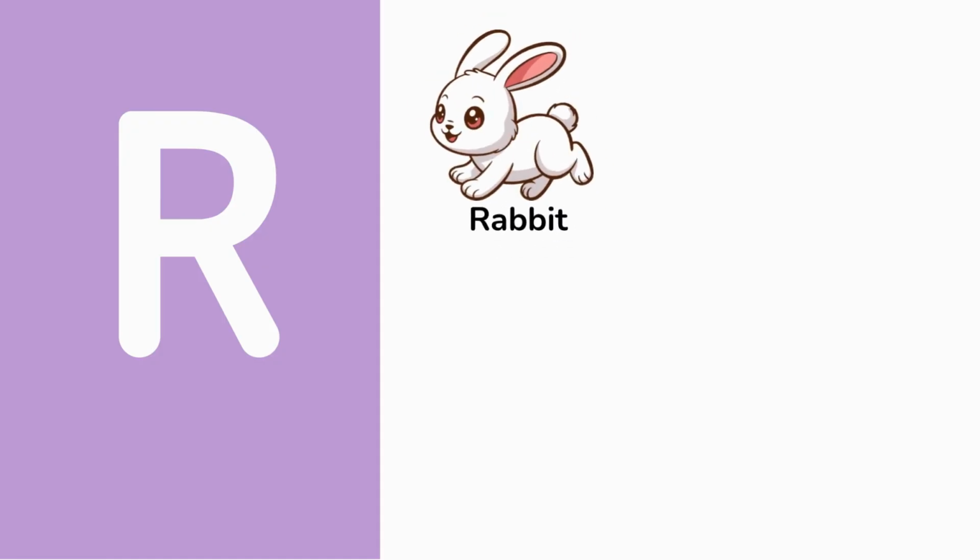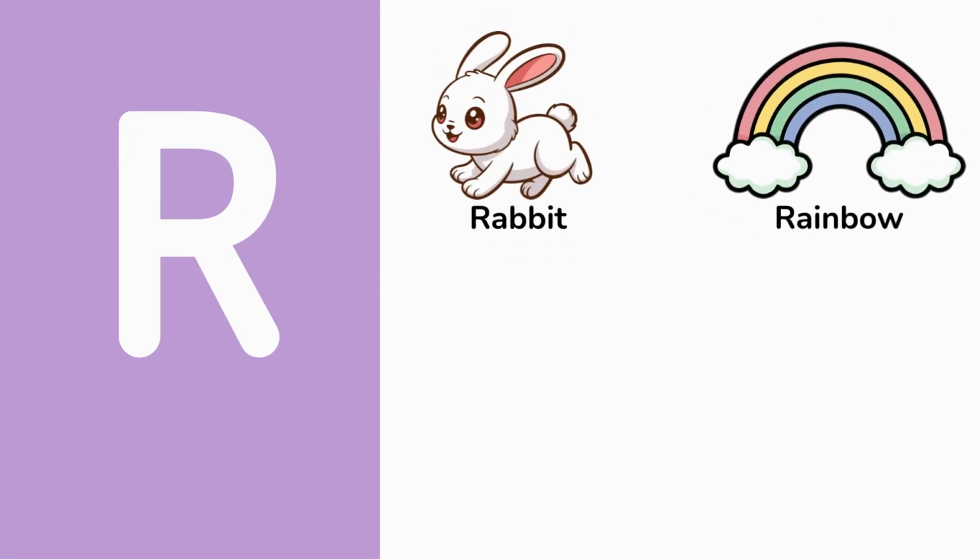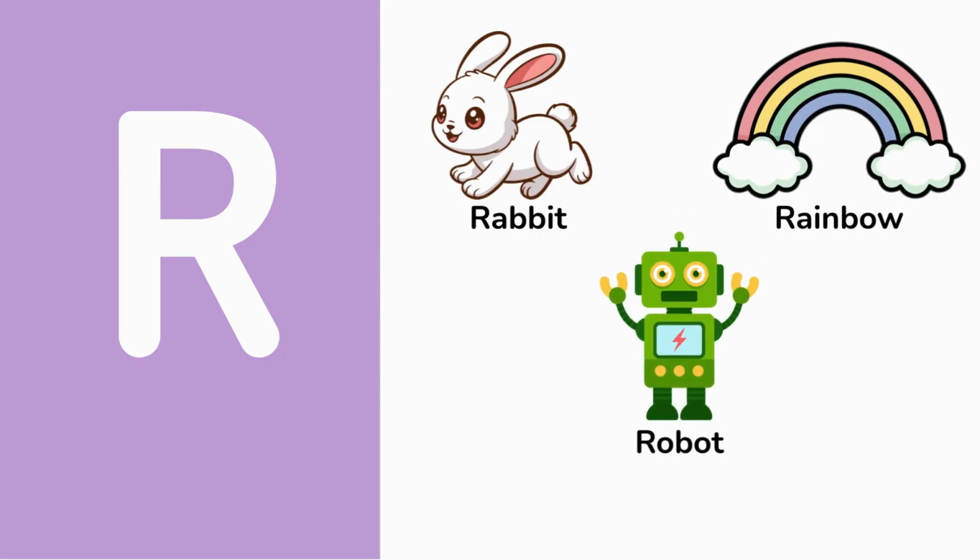R. This is letter R. Can you say R? R. R is for rabbit. R is for rainbow. R is for robot. R is for ring. R is for rose.